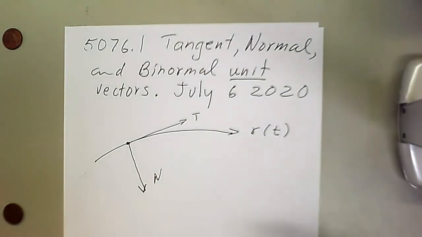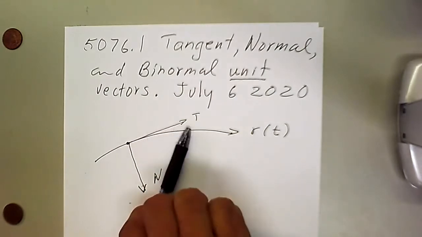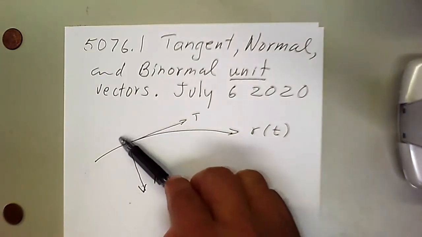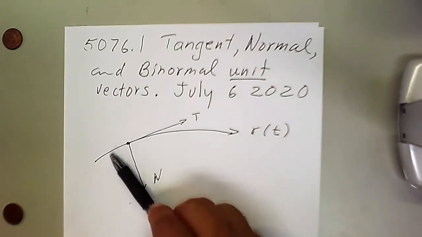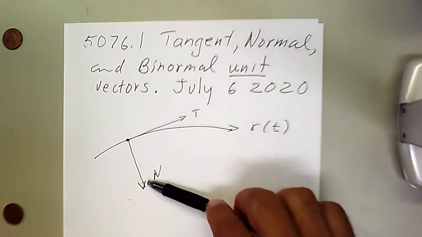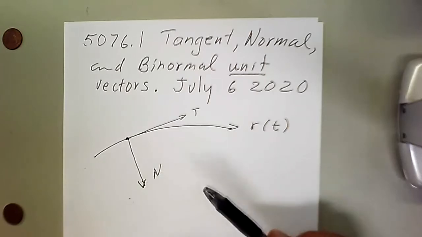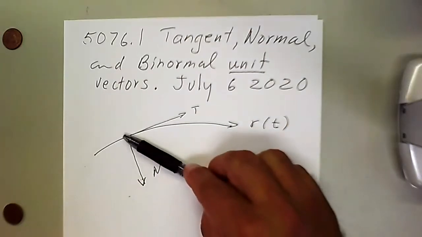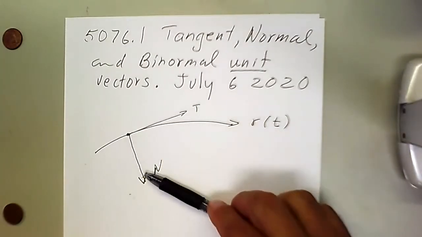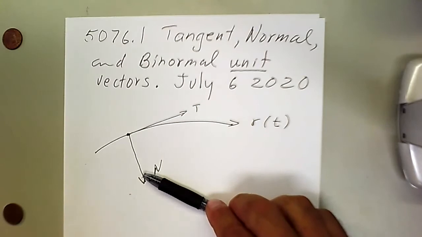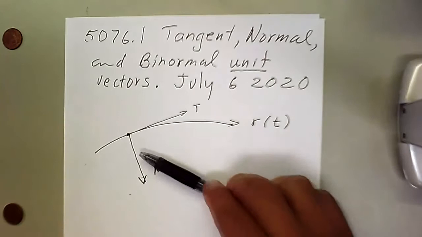If you pretend this is a portion of a circle, then at this point, the curve will be approximated by a circle. Then the direction of this normal vector points towards the center of that circle. It won't be the radius of the circle because this is a unit vector, so it is pure direction. It doesn't tell us too much about the magnitude, how far this is pulling in or not.